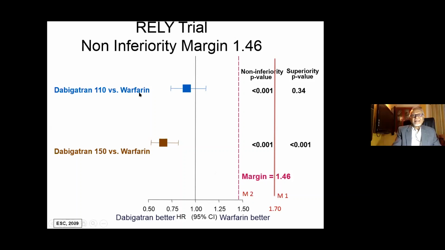And you can see with a 110 milligram dose, the upper end of the confidence interval crossed 1. And it was very far from the non-inferiority margin. So we could say it was non-inferior, but we could not say it was superior, which we could say for the 150 milligram dose, because here the confidence interval is not only within M2, it is also within the 1. So non-inferior, but not superior; non-inferior and superior.